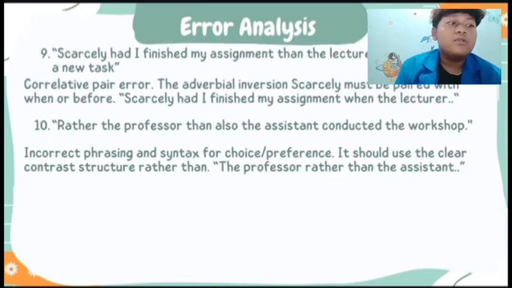The next is number nine. Scarcely had I finished my assessment than the lecturer announced a new task. It is a correlative pair error. The inversion scarcely must be paired with when or before. So it should be scarcely had I finished my assessment when the lecturer announced a new task. And the last, number ten, either the professor then also the assistant conducts the workshop.